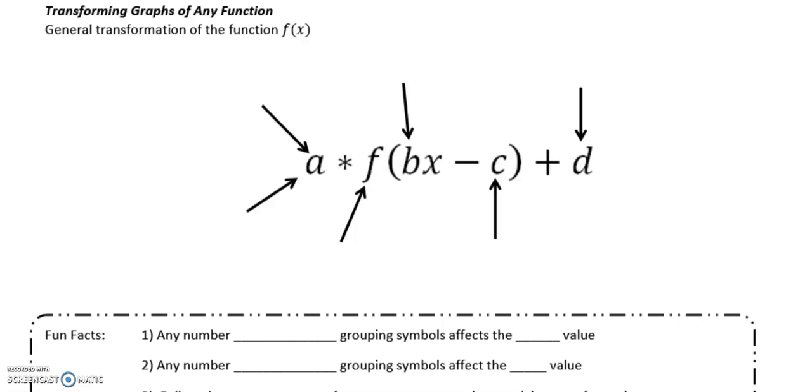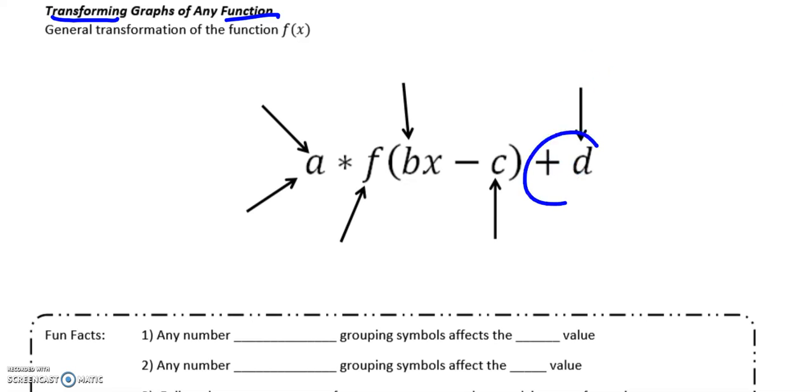In this video, we're going to look at how to transform any function whatsoever, as opposed to transforming certain functions like we did with quadratics or anything else in Algebra 2. So the first thing I'm going to do is look at a general form. I'm going to fill this in and then talk about how these transformations affect any graph.